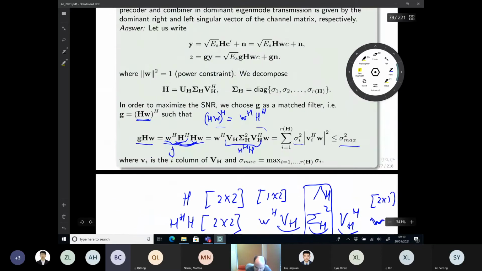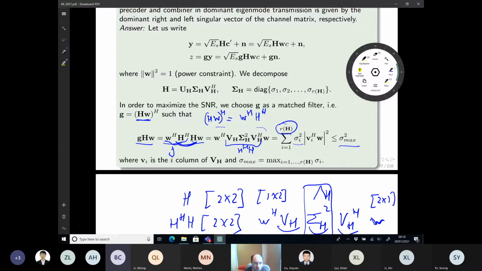And so this is what we have here in general, not only when you have a 2x2 system, but when you have NR receive antennas, NT transmit antennas, and the rank of your channel matrix in general could be given by the rank of H here.